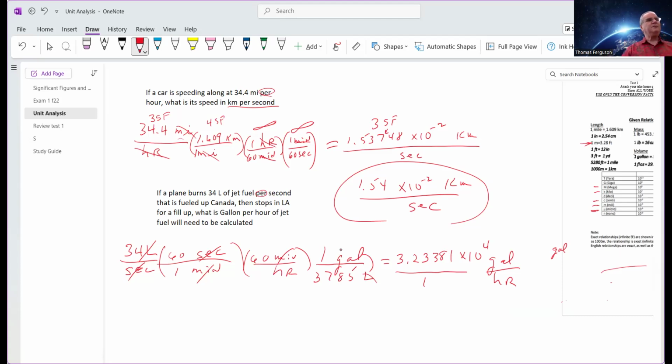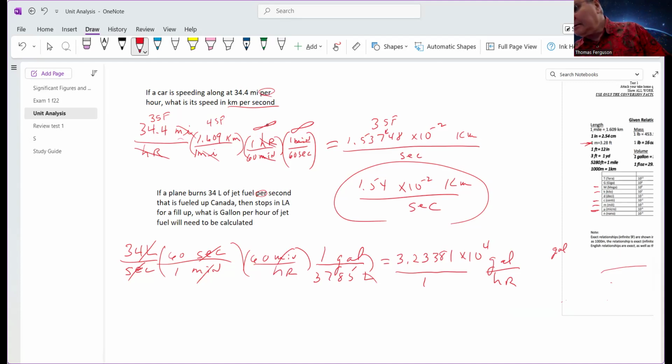But these SR-71s are wild planes. They would fly at 85,000 feet officially, unofficially higher. And the speed is Mach 3.1 or 3.2, times the speed of sound. Incredible plane. Looks cool too. And it's really big too. Okay. Sig figs.